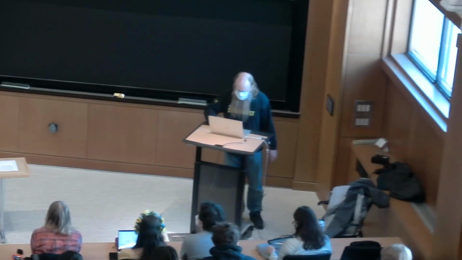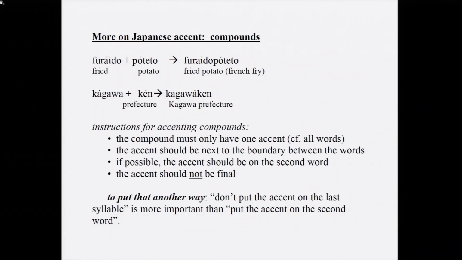To put that another way, don't put the accent on the last syllable is more important than put the accent on the second word. That's the picture that we end up with. So you get Kagawa Ken with the accent at the end of Kagawa and not Kagawa Ken. You don't put the accent on at the end.